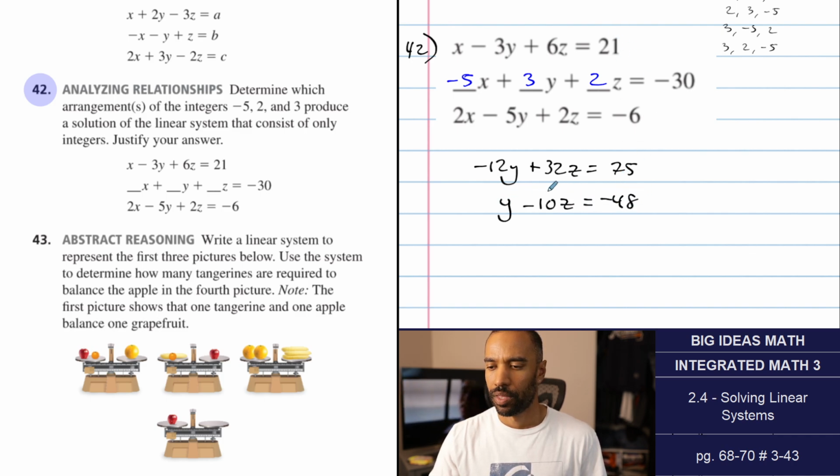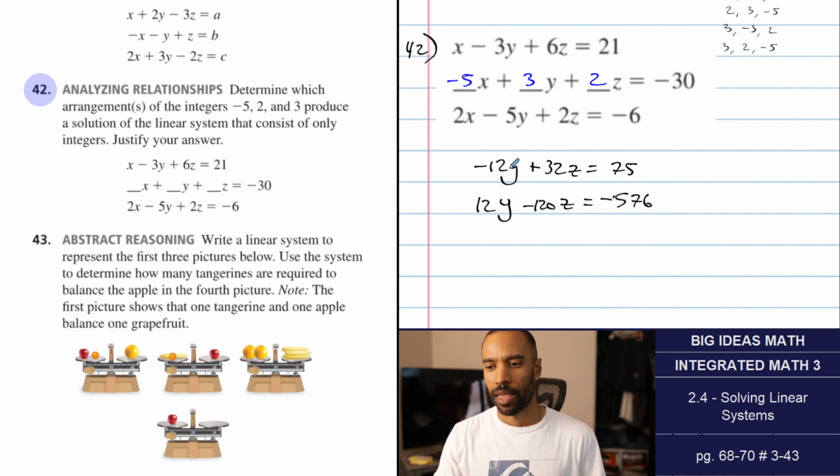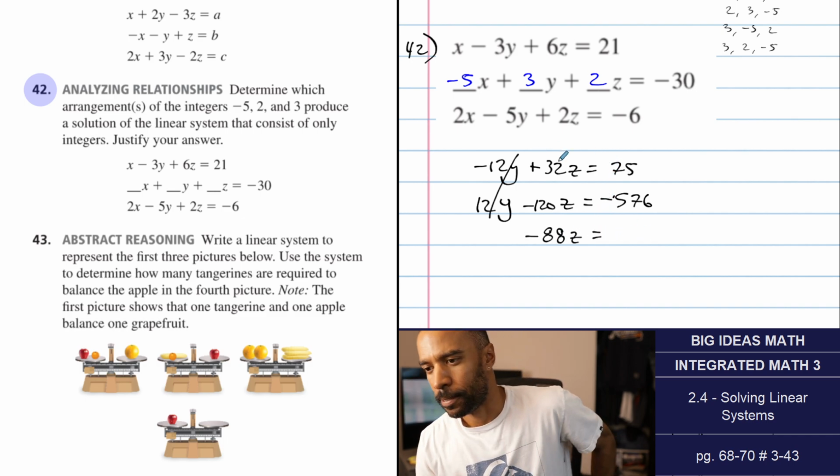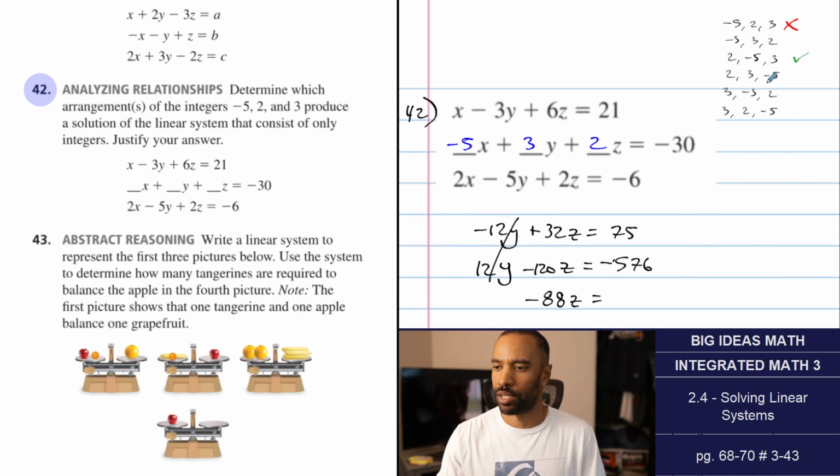All right, let's try this one now. Let's do times 12 on bottom. So 12y, -120z, and 48 times 12. -120z and -48 times 12. -48 times 12. -576. Eliminate those. We now have -88z equals 7 plus 75. Oh, that's not going to work either. All right, so that one doesn't work.